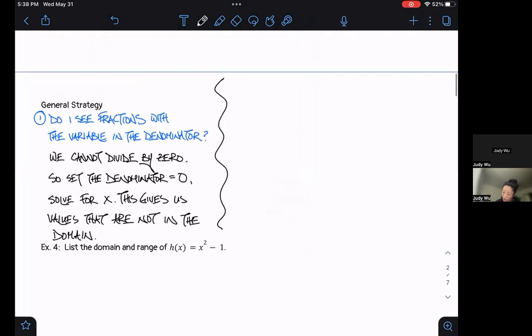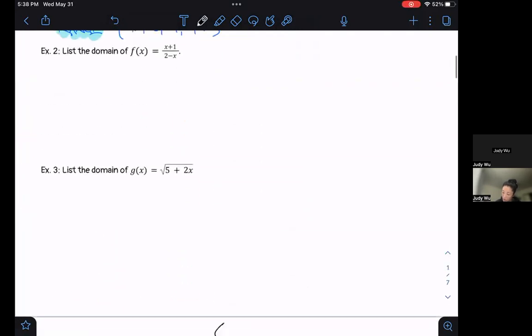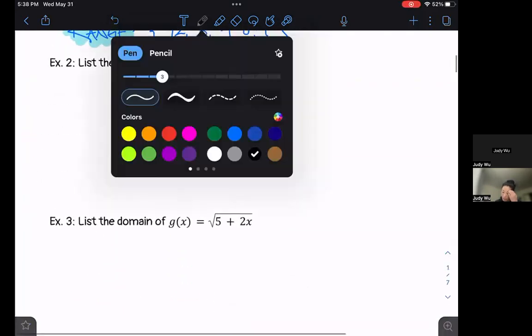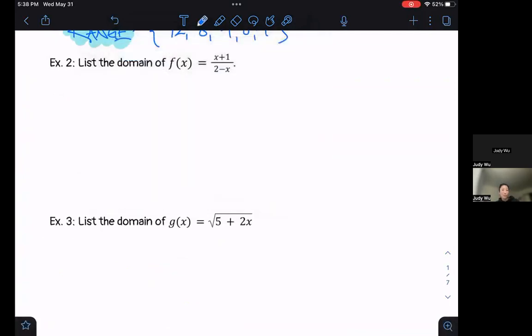Let's go back to example 2 and 3. All right, so I see in example 2, I have a fraction. And in example 3, I do not have a fraction. So the strategy we just talked about will work for this f of x, but it's not necessarily the best thing to use for g of x, okay? All right, so let's show how we would get started for something like this.